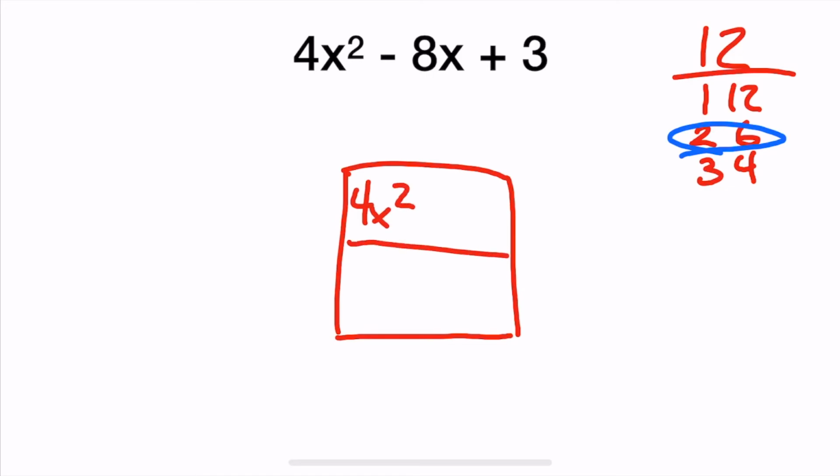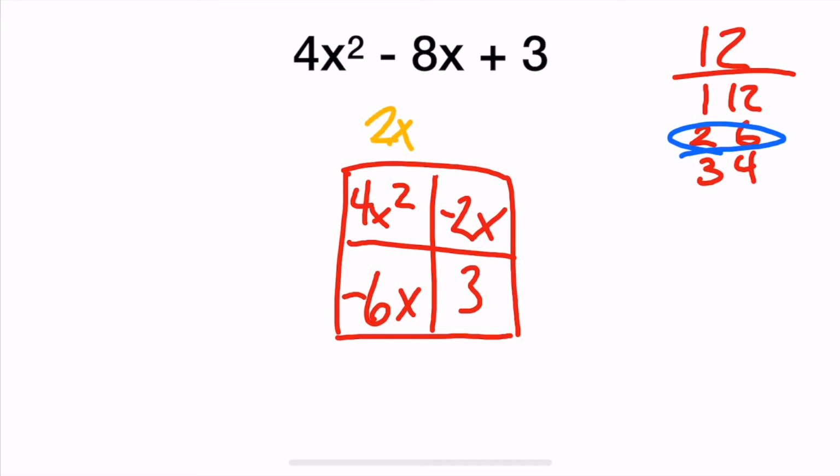4x squared, 3, negative 2x, negative 6x. Alright, so let's find our greatest factors. In this case, we start with 4x squared and negative 6x. Our greatest factor is, in this case, 2x. Then 4x squared, negative 2x. Our greatest factor is also 2x.